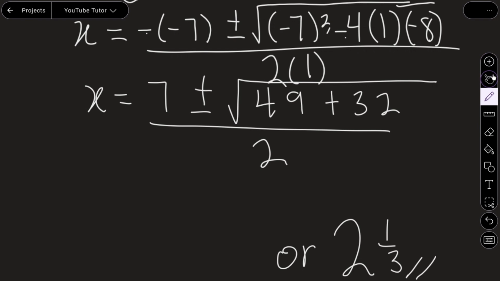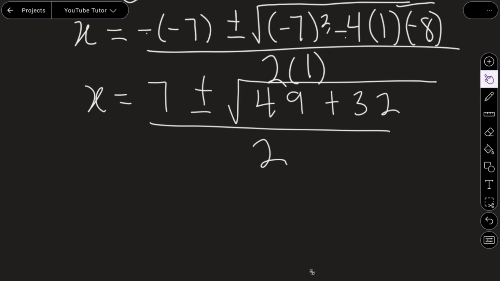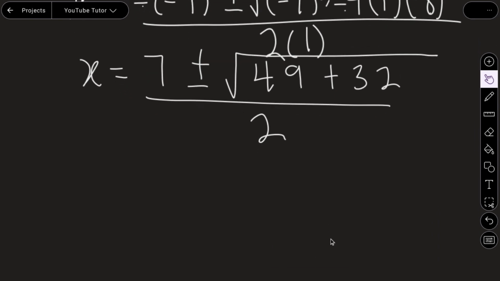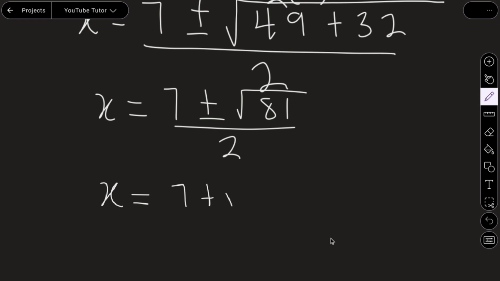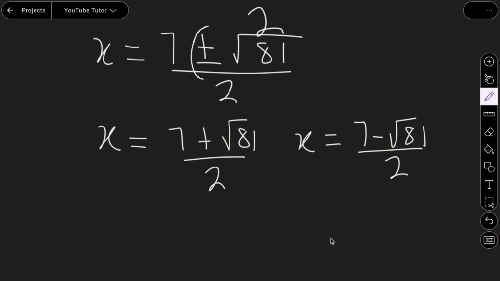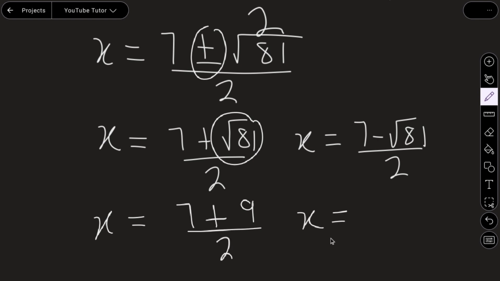Okay, I think this is from the previous question. Let me just clear it first. We have x is equal to 7 plus or minus root of 81 over 2. Now x can be 7 plus root of 81 over 2, or x can also be 7 minus root of 81 over 2, since we have this plus or minus. So now x will be equal to what? 7 plus root of 81 gives us 9 over 2. Well, x can also be 7 minus, this is still root of 81, which is 9, over 2.